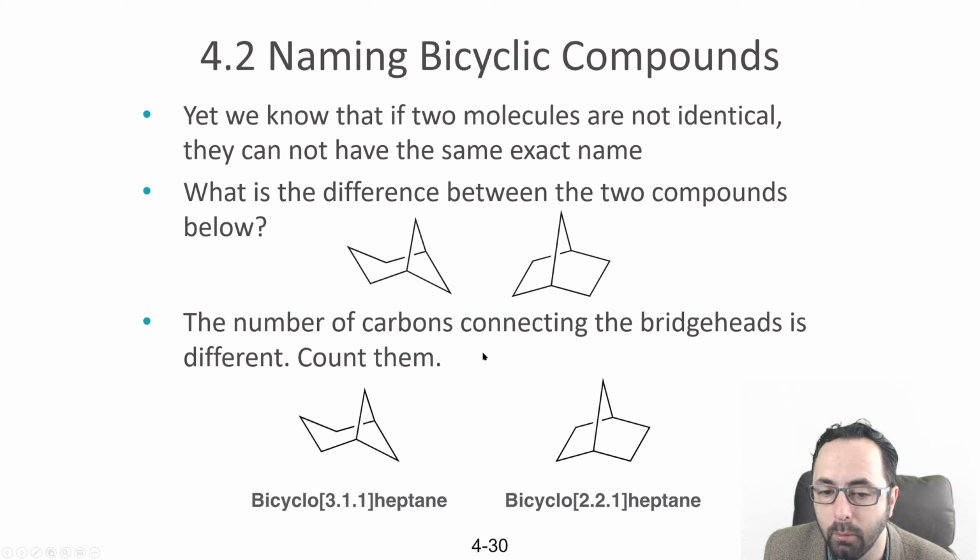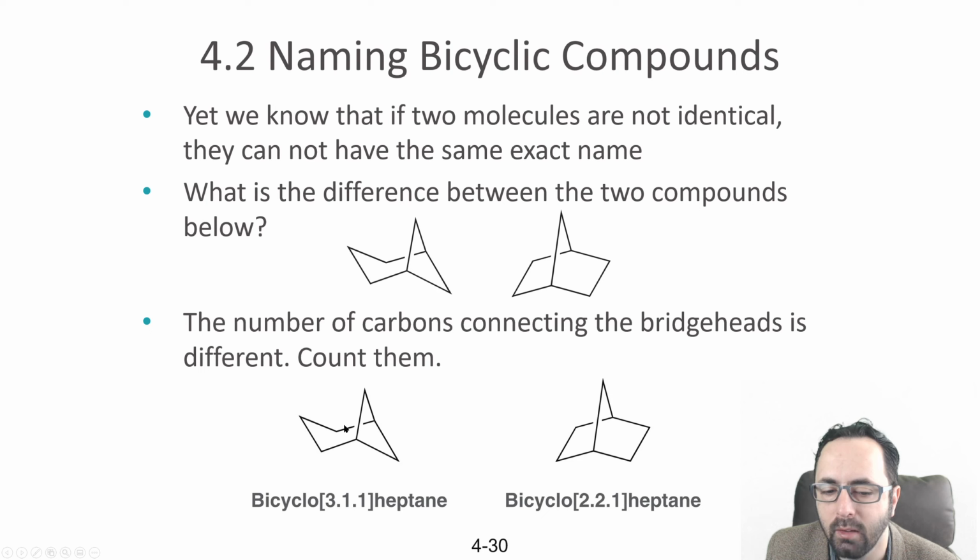And this is how the names work. The names are based upon how many carbons are in each of the sections of the ring. So we call both of these heptane at the end because together they all have 7 carbons: 1, 2, 3, 4, 5, 6, and then 7 at the top. So they both end with heptane, and they both begin with bicyclo, bicyclo meaning 2 rings together. However, this one's called bicyclo 3,1,1 heptane.